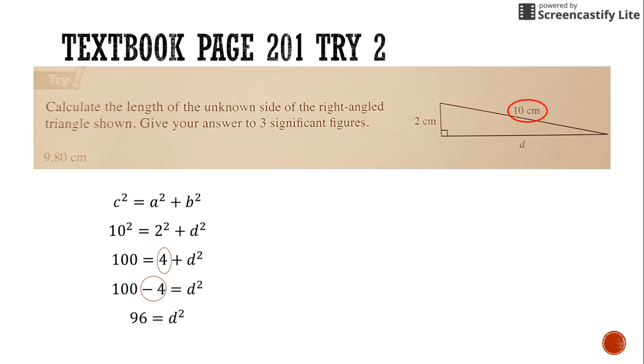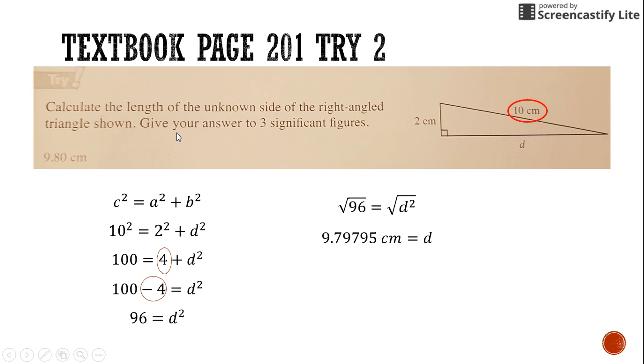Again, are we interested in D squared? No. We are only interested in D. Therefore, what we need to do is to square root both sides. So square root 96 is equal to square root of D squared. When we square root D squared, we will get D. And when we square root 96, if you type it into your calculator, you will get 9.79795 and many other decimals cm.